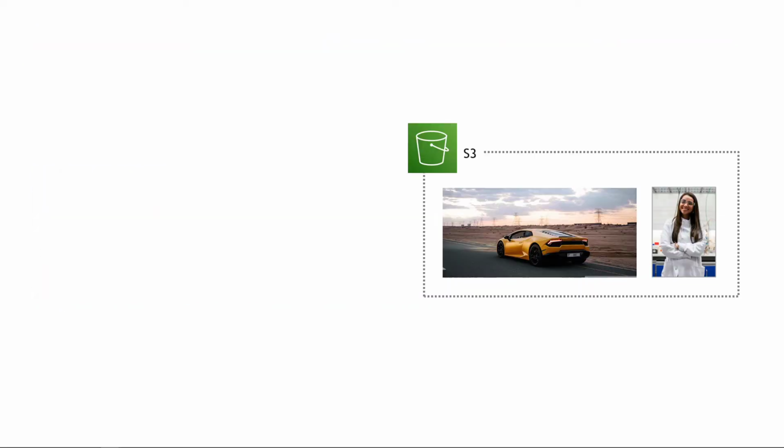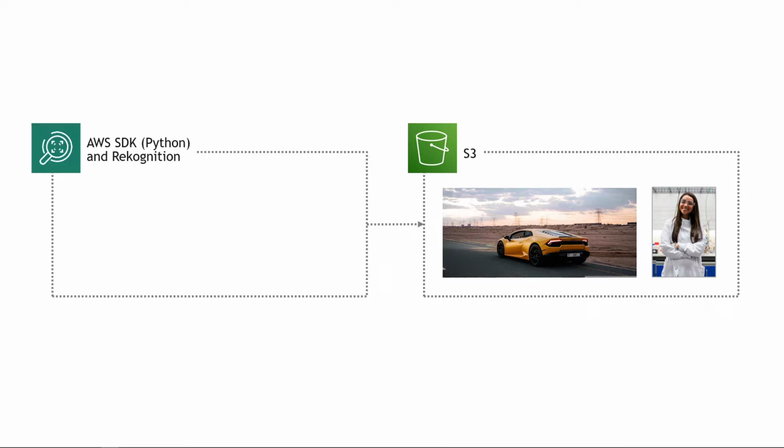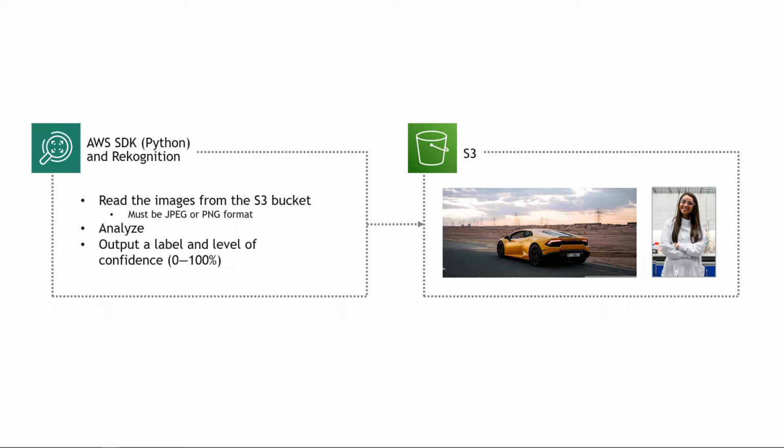What we're going to be doing in the upcoming demo is we'll create an S3 bucket and upload our photos to it. Then we're going to use the AWS Software Development Kit, or SDK, the Python flavor, though there's also support for Java, Node, .NET, and Ruby as well. And we're going to use Rekognition to grab those images from the S3 bucket, analyze them, and then output a label that says what this image is, whether it's a car, a person, a house, a mountain, whatever it is. And then we also get a confidence level of how sure Rekognition is about that label, and that's going to be 0 to 100%. So let's go.